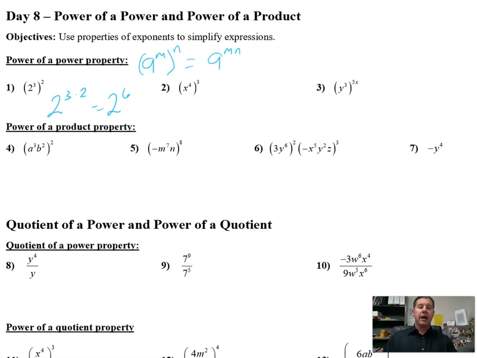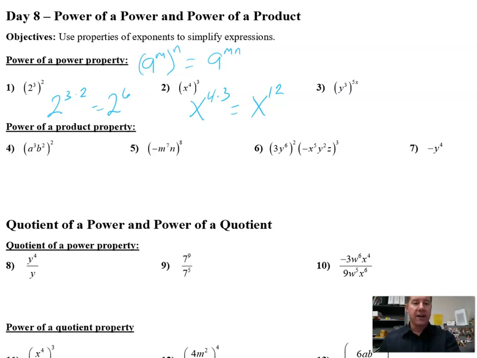X to the fourth raised to the third power. If I wanted to show work, power of a power, I'm going to multiply. So 4 times 3 is x to the 12th. Each of these rules by themselves, I think, are relatively simple. It's when we start mixing all the rules together that things get complicated.